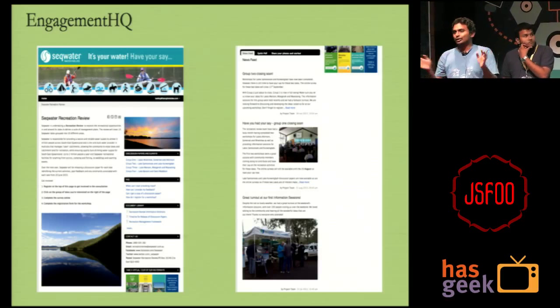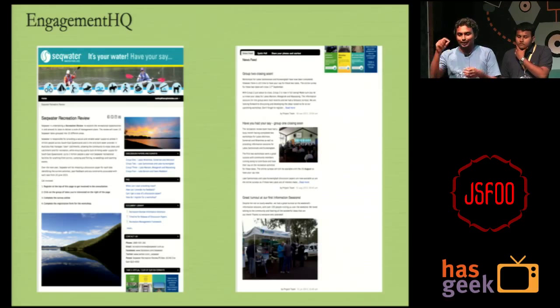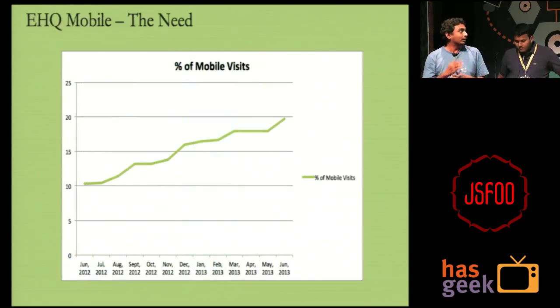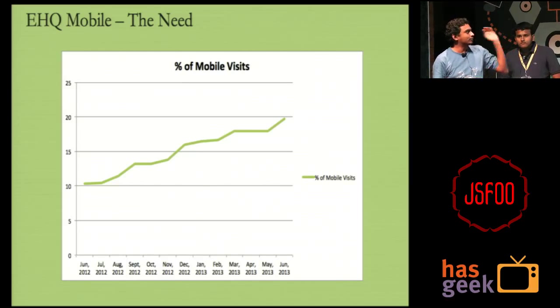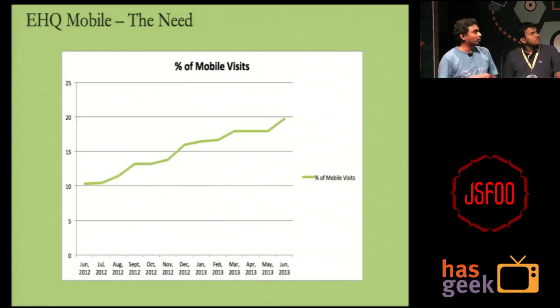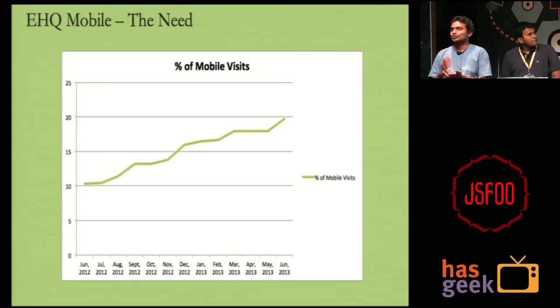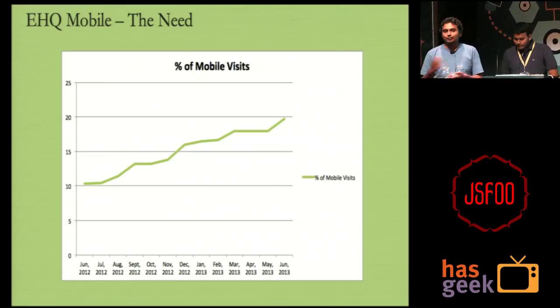Now, imagine what this would be in a mobile browser, right? It's a crappy zoom-in and zoom-out experience every time you have to go in and do something. And we did notice a spike in our user base in a span of 12 months. Somewhere around June 2012, we had about 10% of the end users accessing these sites, across all the sites, from mobile phones. And that started going up to about 20%. And that's when we said, we need to do something about our mobile experience for the end users.